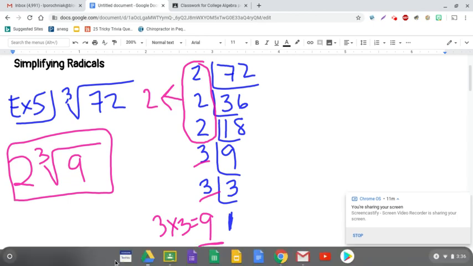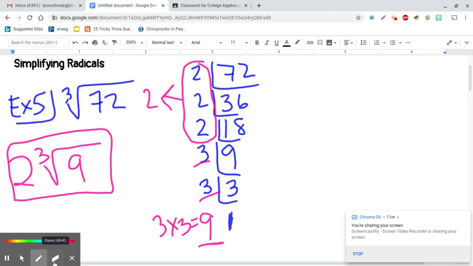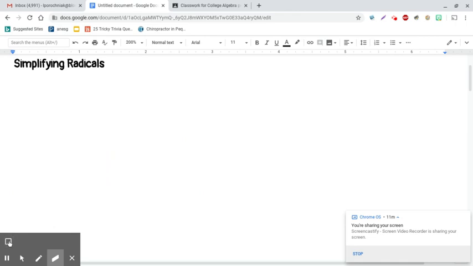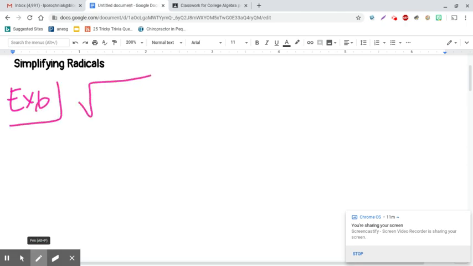Woo! Having fun. Okay, guys. One last one to go. Clear that screen. All right, guys, example 6. We're still going to stick with the cube root for this one. All right, so we want to simplify the cubed root of 288.